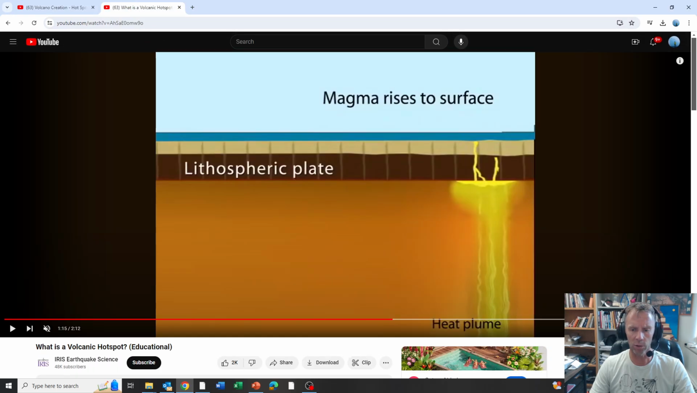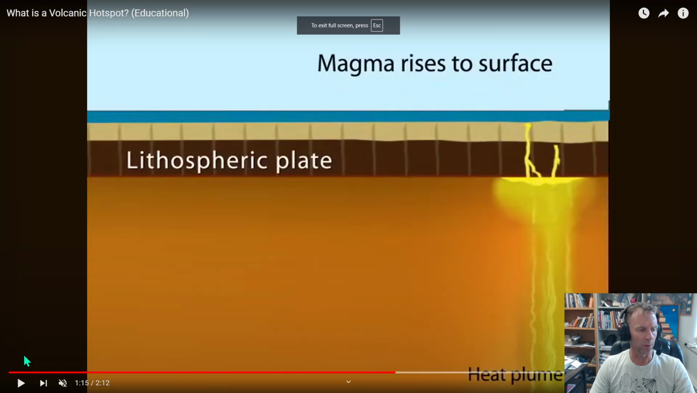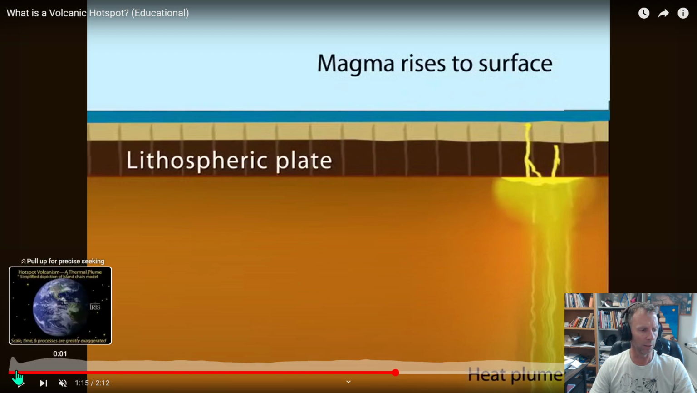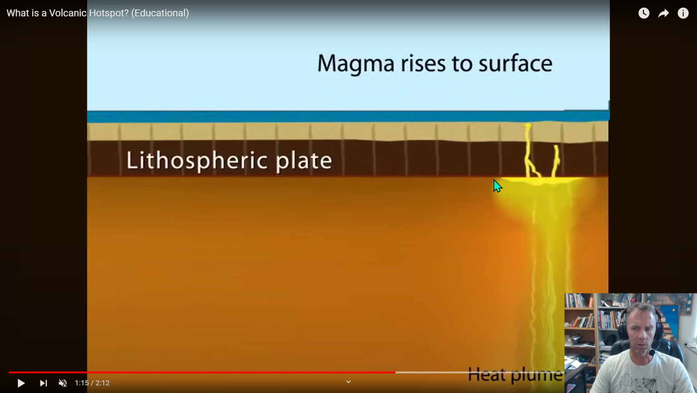Let's look at just another quick animation that shows this. In this case, I think we'll see the plate moving to the left here, but here's the mantle plume on the right side of the diagram. Here's our rigid crustal plate. There's the ocean, and you can see the magma rising over here in this area. So let's go ahead and let that one roll.